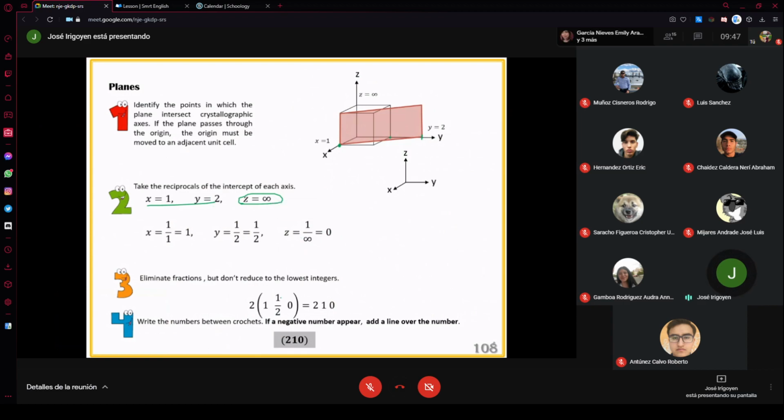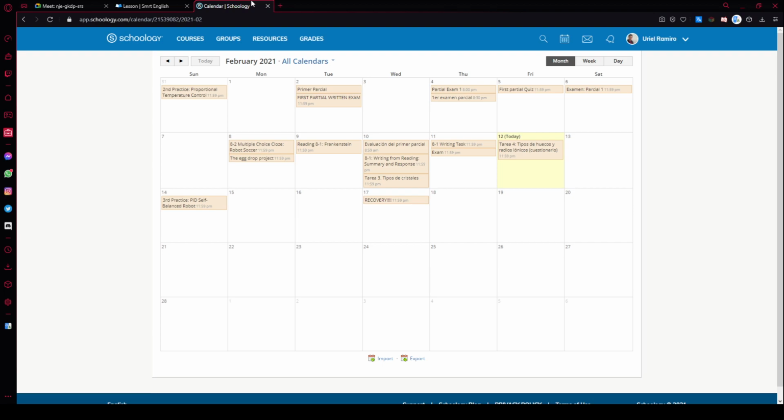Now, we have a fraction. We do the same operation as when taking Miller indices for vectors. You multiply and you obtain this. And the rest is to write that between parentheses. And if you have a negative, you add the bar, right? So it's quite easy. Now, you have another homework, this one.